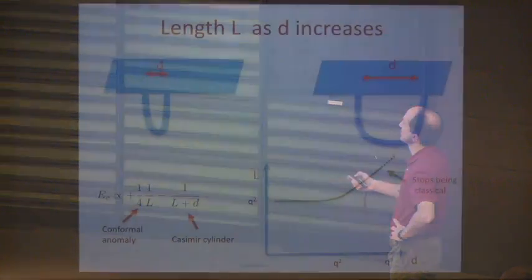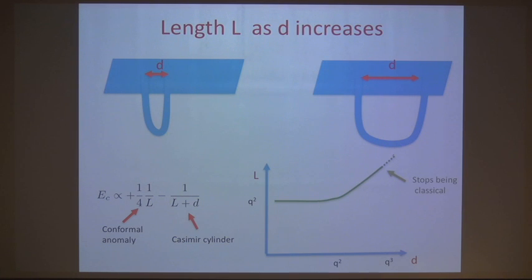And at some point, the length becomes so large that quantum fluctuations inside the throat become important, and we cannot trust this classical analysis for the gravity inside. So the gravity inside the throat becomes quantum mechanical, and there might or might not be a solution. We haven't analyzed it beyond that point.